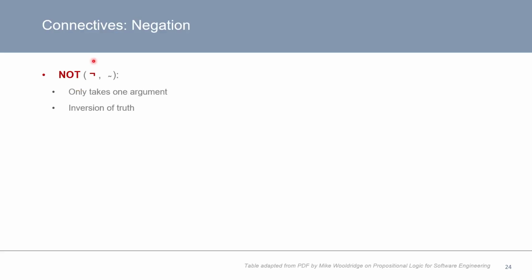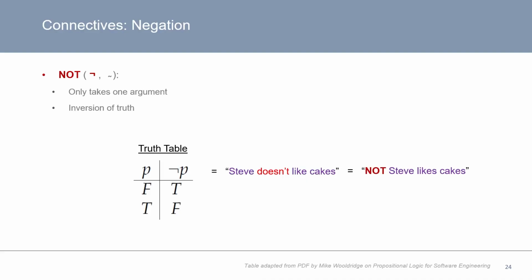Now let's look at negation, also referred to as not. This is represented by this symbol. Unlike the other two connectives we've talked about so far, not only applies to one proposition at a time, and not is simply the inversion of truth. Examining our truth table, when we have false for P, it becomes true, and vice versa. This might translate to Steve doesn't like cakes, or not Steve likes cakes.